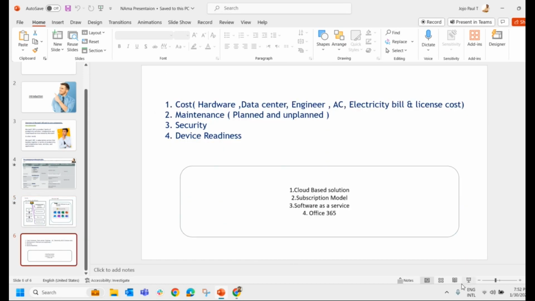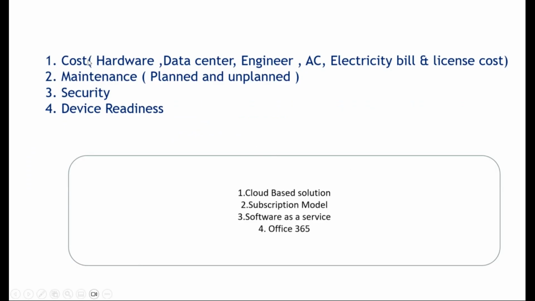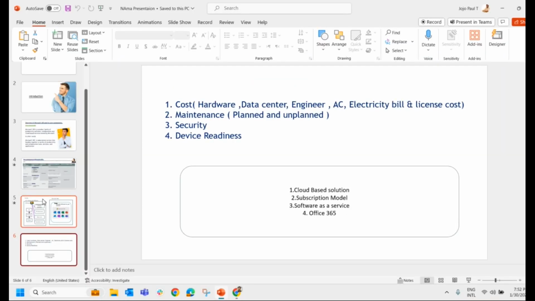So as we have seen here cost-wise, if you check it out, hardware cost, you do not have to worry about. Data center maintenance, you do not have to worry about. Engineer and operation cost, you can reduce it. AC maintenance, cooling system maintenance, electricity bill, license cost, all these you can eliminate. And maintenance, security, all these you can eliminate. The only thing you have to pay for is what you use. So this is what Microsoft 365 means.